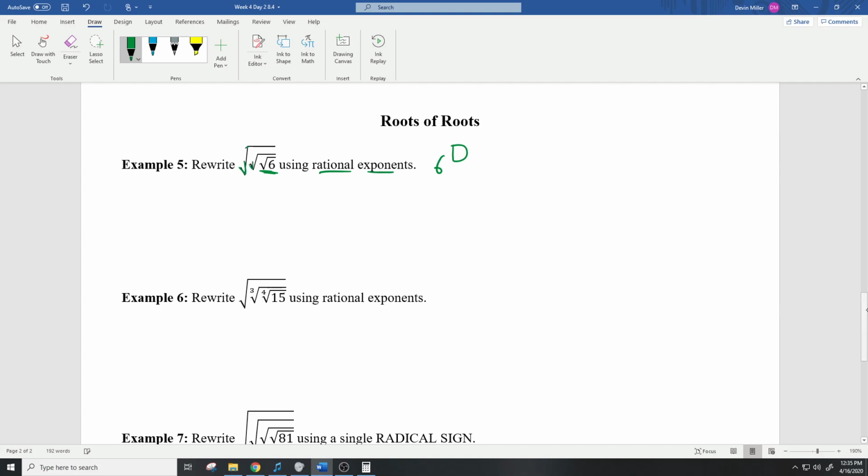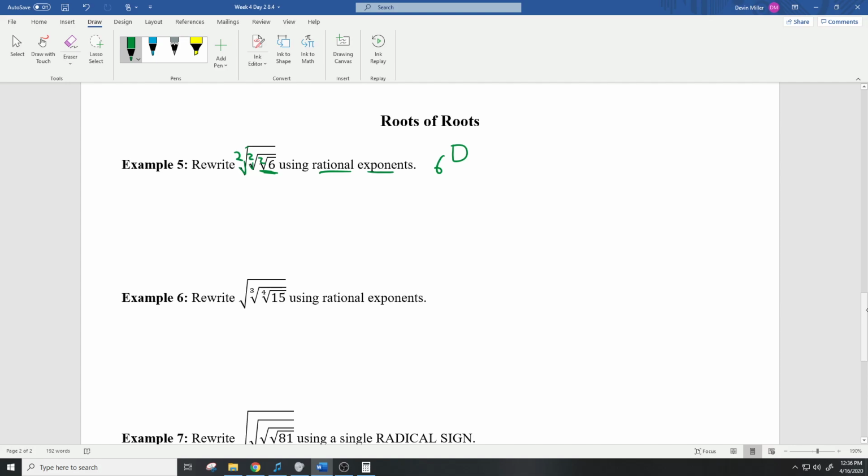We have 3 of them. These all are square roots because there's no number there. But what number would be there since we don't see it? They would all be 2's. Square root means there's a 2 there. I've said it before, you just need to remember that. Whenever you see a square root, that means there's 2's there.